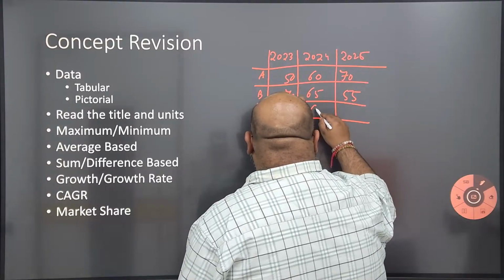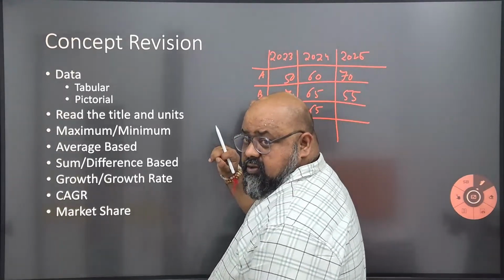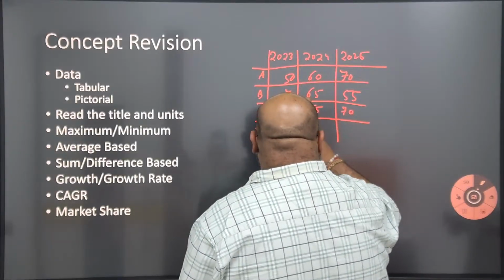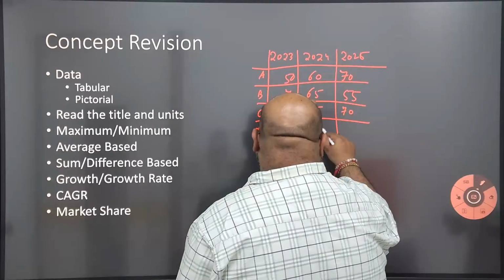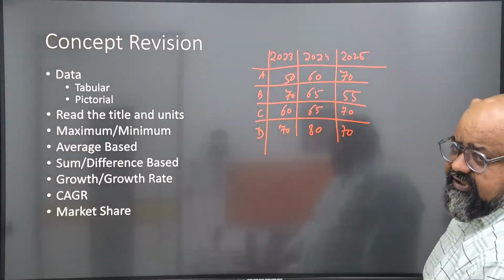going up to 65, then to say 70. D starting from 70 going up to 80 coming back to 70. Yeah, so this is the data that is given to me.